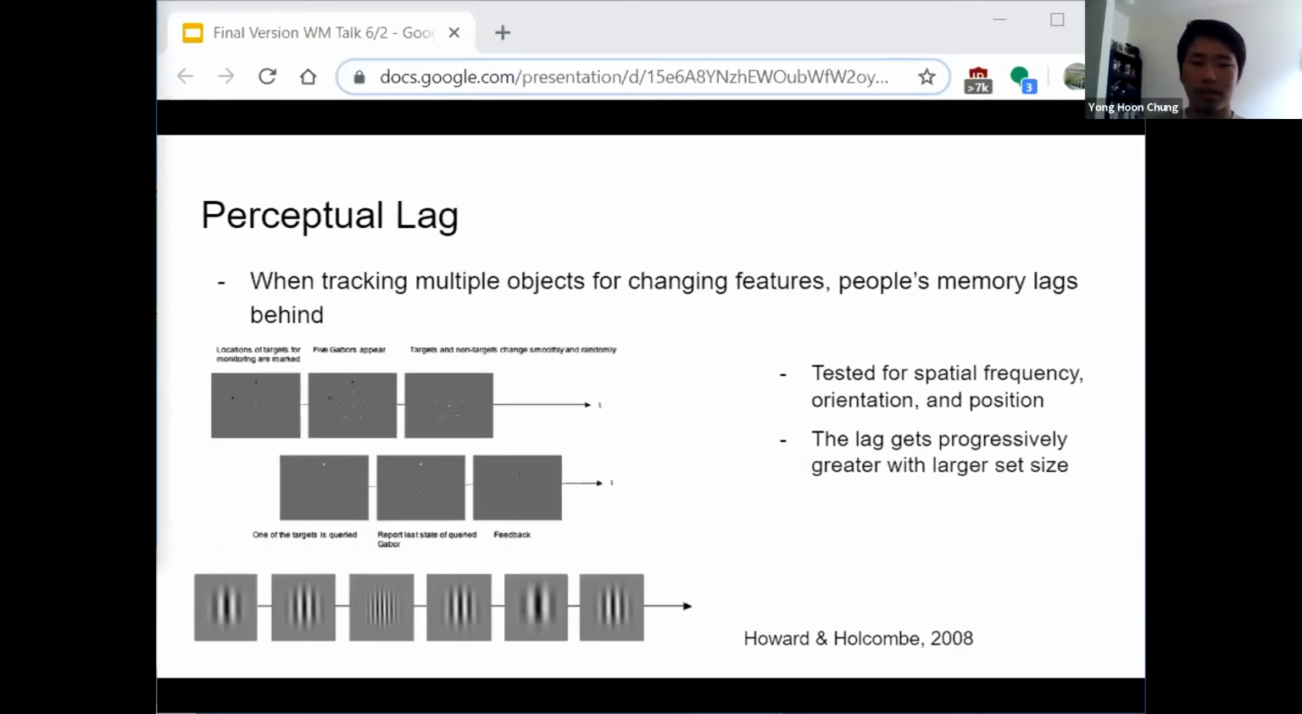Some previous works on dynamically changing stimuli report some sort of perceptual lag when tracking multiple objects with changing features, and this study tested spatial frequency, orientation, and spatial position. People's memory lags behind the current state, or when they're asked to report the ending state, they report a little bit towards the past. And this lag seems to get progressively greater with larger set size.